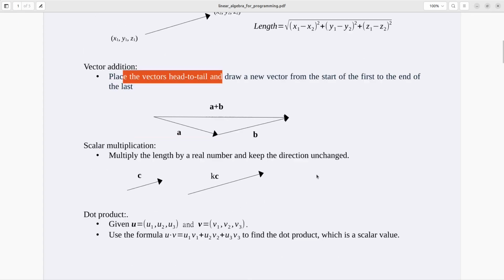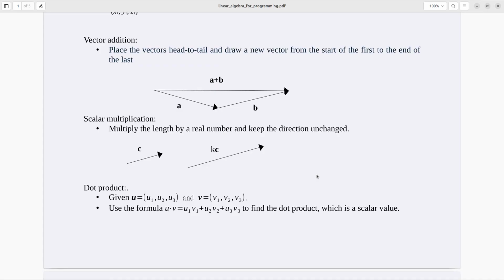And we can have scalar multiplication in vectors. So what does it mean by this multiplication? We just multiply the length of the original vector by a real number and keep the direction unchanged. So originally we have C, which is a vector, and if I put a scalar multiple called K before C, it means that the length will be altered by this scalar multiple, and the orientation of this new vector called KC will be unchanged. So the orientation of this new vector will be the same as the original vector C, okay? So that's the meaning of the scalar multiplication. We just change the length, but retain the orientation unchanged, okay?